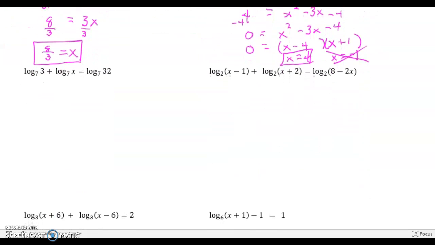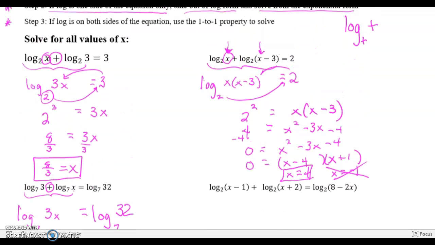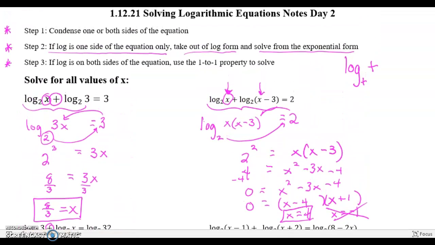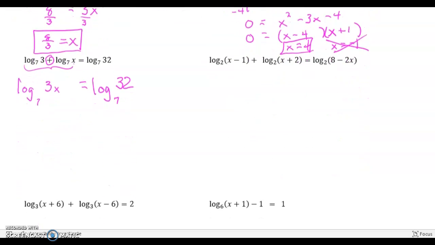Same thing. Let's condense on the left side. We have log base 7, 3 times x is 3x. Remember, adding and multiplying, equals log base 7 of 32. In this problem, if we look back at our steps, if log is on both sides of the equation, use the one-to-one property to solve.